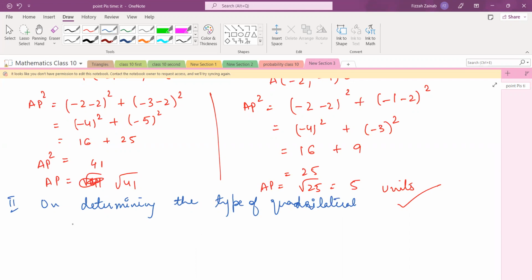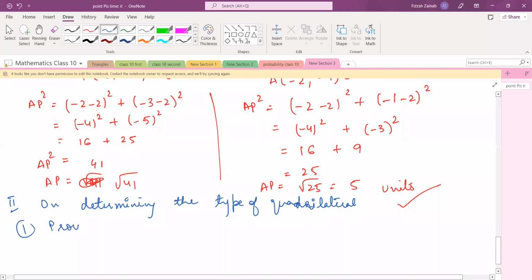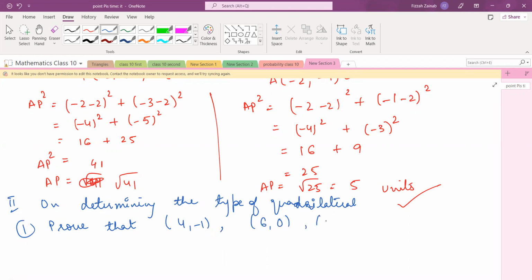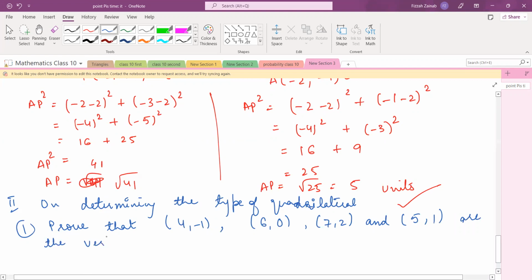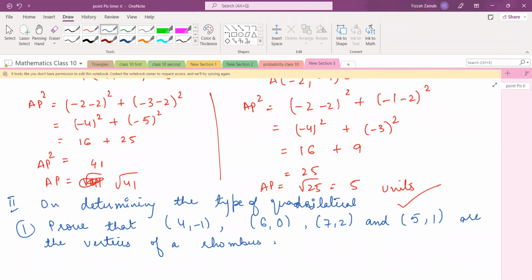Okay. Quadrilateral. Now the question can be of this kind. Prove that 4 and minus 1, 6 and 0, 7 and 2, and 5 and 1 are the vertices of a rhombus. Okay, is it a square?